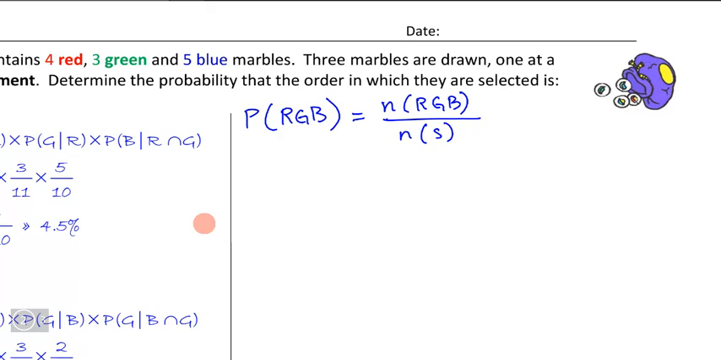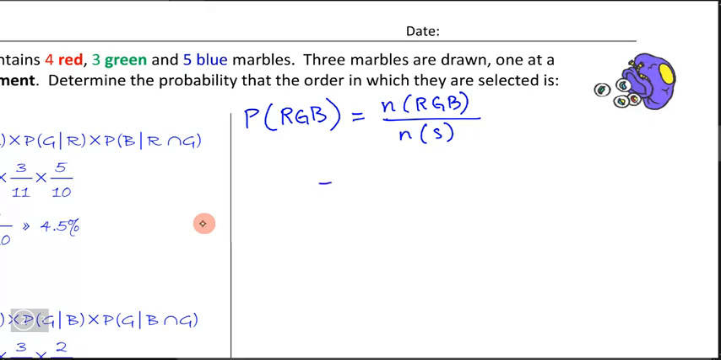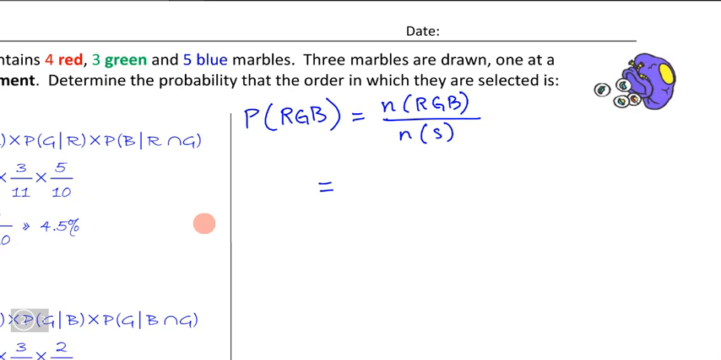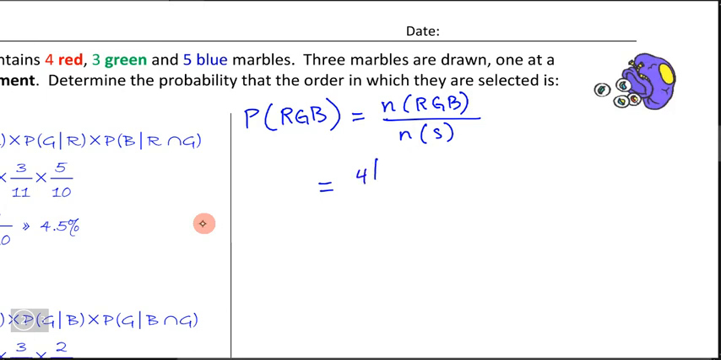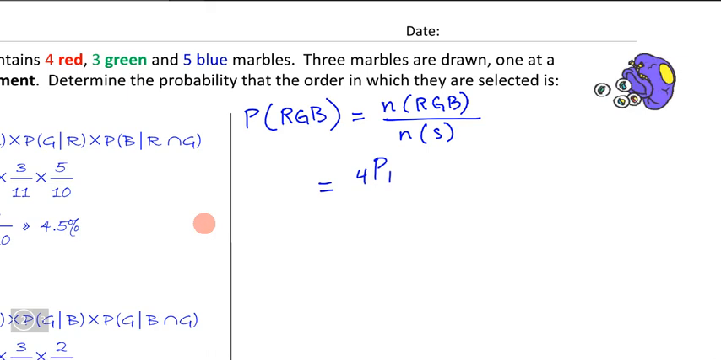So again, this is a permutation problem. Just think about if I'm drawing one marble, that first marble, how many ways can I arrange that first spot given that I have 4 red? Well, that's simply 4p1. That one spot, the first drawn marble, chosen from 4 red marbles.